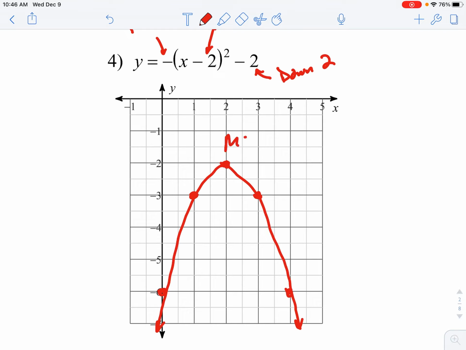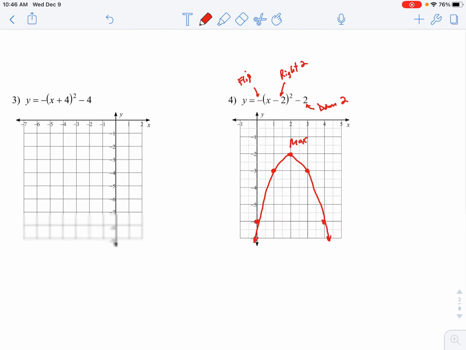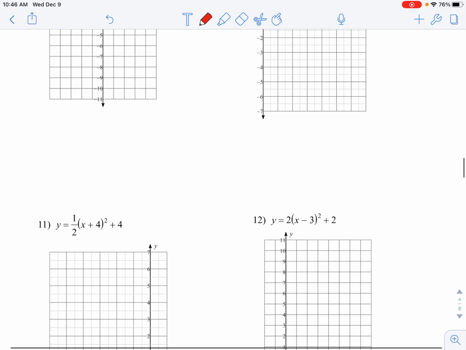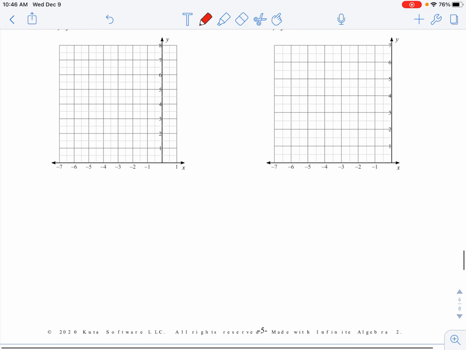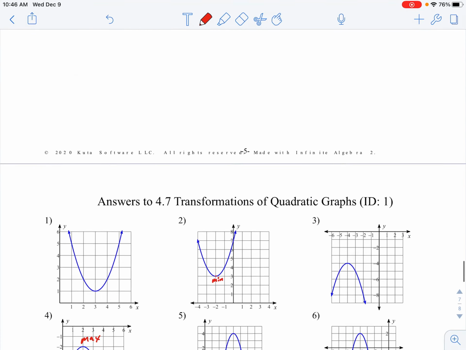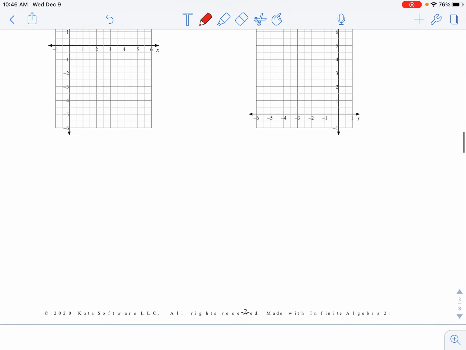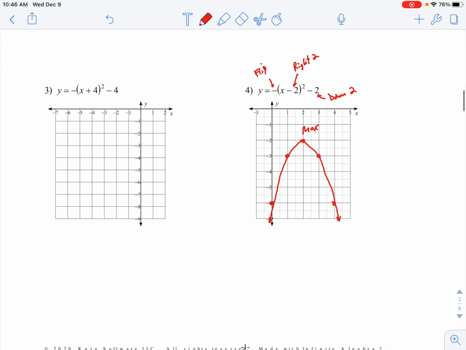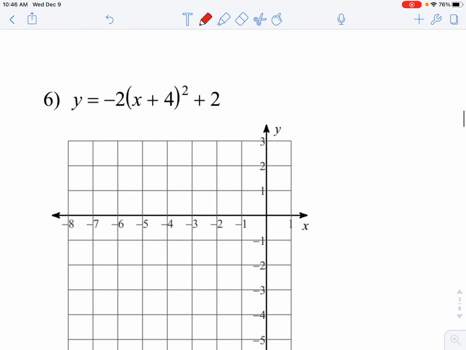Now this point is a maximum or a max. So that's what my answer should look like in number 4. Just label that a maximum and it's good. Hopefully, so far so good. You're seeing this as not being a terrifically difficult chore for you to do.